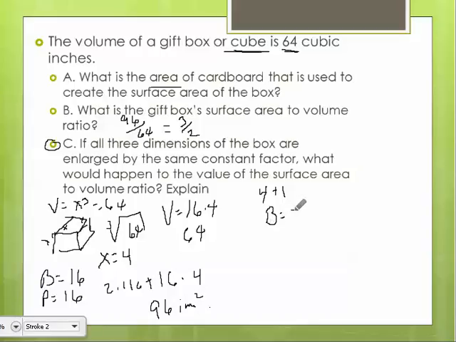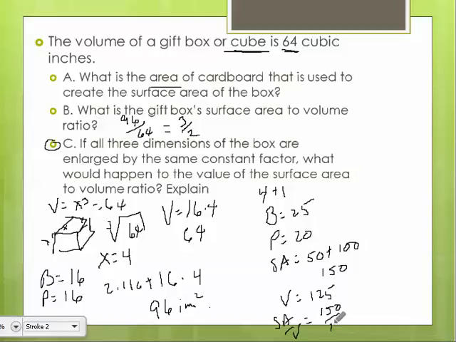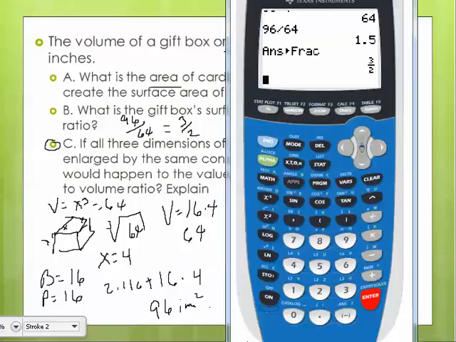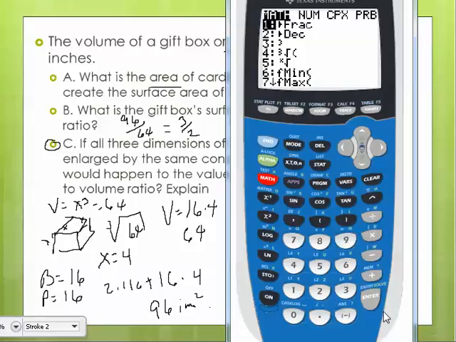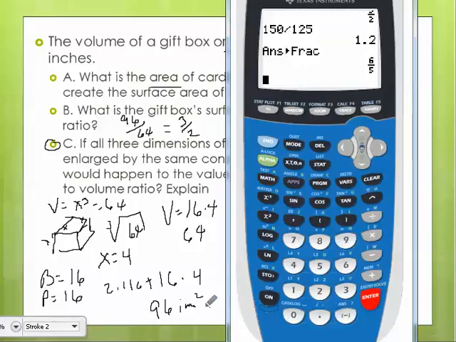My area, my base becomes 25. My perimeter is now 20. And so my surface area is now 50 plus 100, or 150. My volume is now 125. And so my surface area to volume ratio is 150 divided by 125. And going back to the calculator here, 150 divided by 125 is that number. Math, turn it into a fraction for me, please. That's 6 over 5.